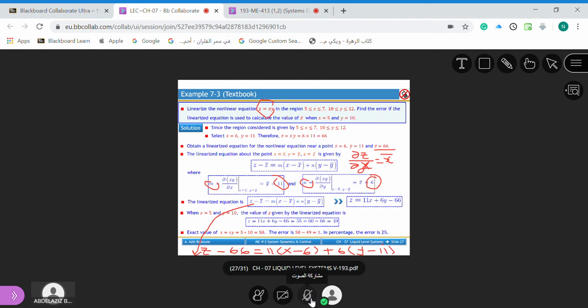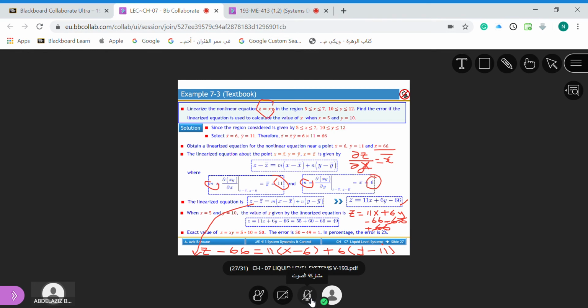So at the end of the day, we will have here Z equal to 11x from here, plus 6y, and then we have minus 66 from here, and then minus 66 again, and then we go back to plus 66 on the other side. So this will cancel with this, and we get 11x plus 6y minus 66. This is our equation. The linearized equation is this one.